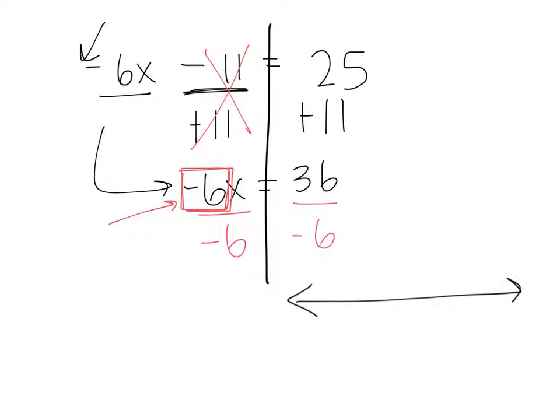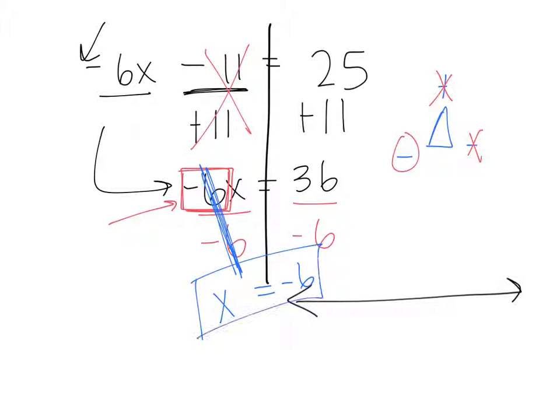I do the same thing over here. My negative 6's cancel out, and I have x is equal to 36 divided by 6. You may need to bring back in that triangle work we showed from a previous video. You have positive 36, so that cancels out this positive. You have negative 6, that cancels out this negative. Your leftover is negative. So your answer is 36 divided by 6, which is negative 6.